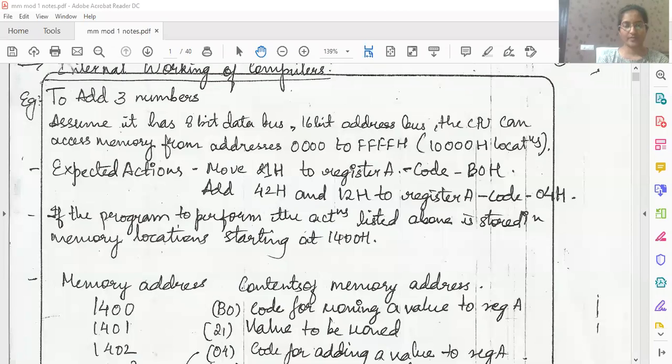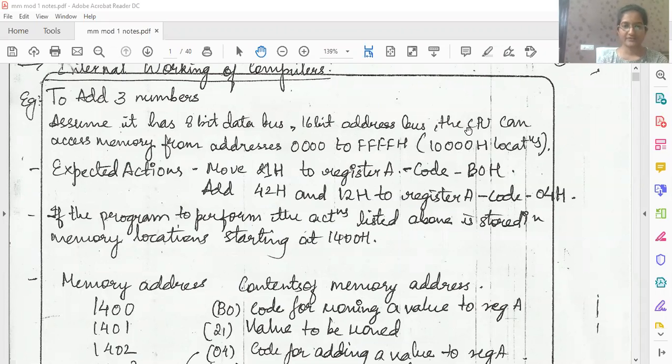Alright, so before we went into 8086 in detail, we have seen a general procedure how your processor will go on with an addition of three numbers. Here we have considered 21H, 42H and 12H, right? So H indicates hexadecimal number.